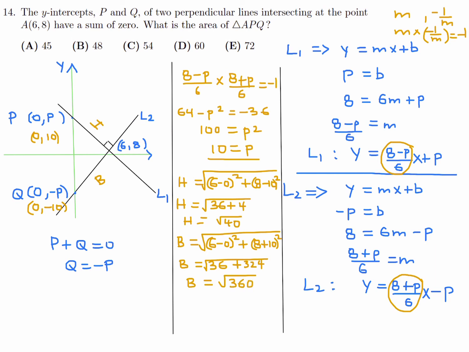And now all I have to do to figure out the area is 1/2 base times height. So area is 1/2 base, which is root 360, times height, which is root 40. And when you crunch out these numbers, you get 60. And then for number 14, the answer is D.